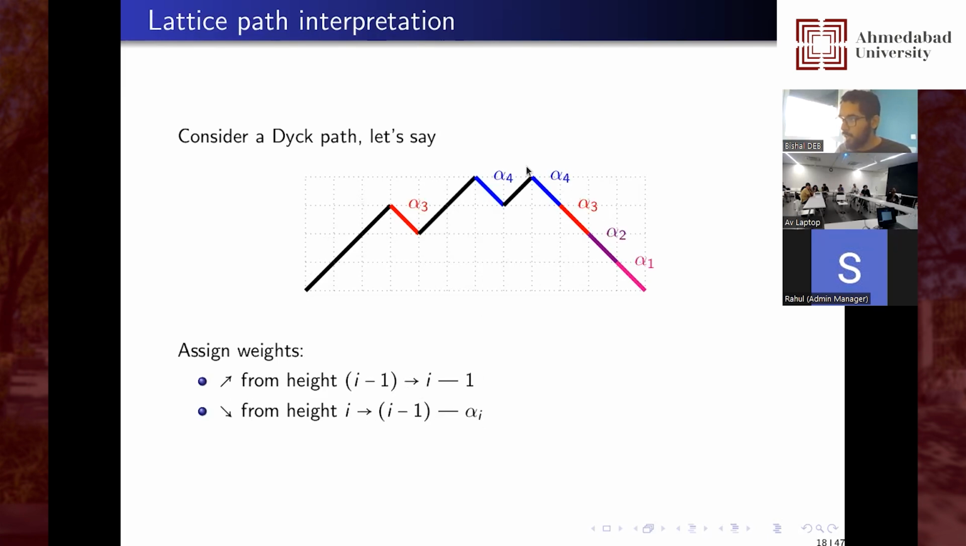So these are the weights here. This is alpha 1 because it's at height 1, then alpha 2, alpha 3, and alpha 4. There are 2 steps from height 4, so both of them get alpha 4. And we say that the weight of the Dyck path is the product of all these weights. So for this, it's alpha 1, alpha 2, alpha 3 squared, alpha 4 squared.